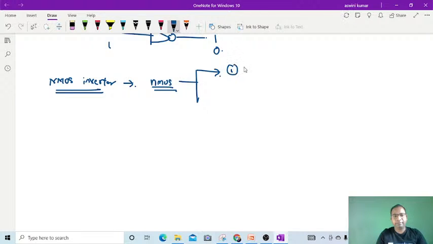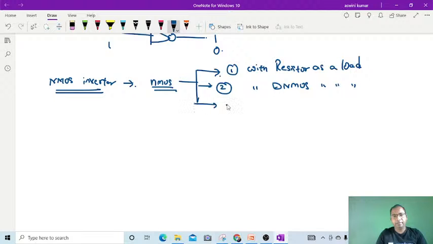One is NMOS inverter with resistor as a load, the second one is NMOS inverter with depletion MOSFET as a load, and the next one is NMOS inverter with enhancement N MOSFET as a load. So in total these are the 3 different types. Let's check clearly one by one.